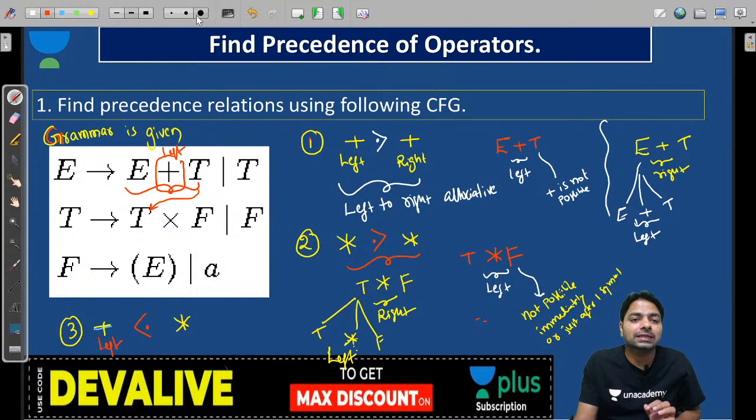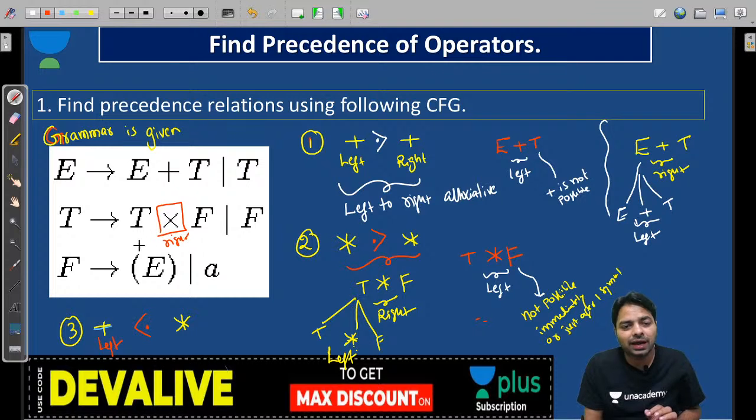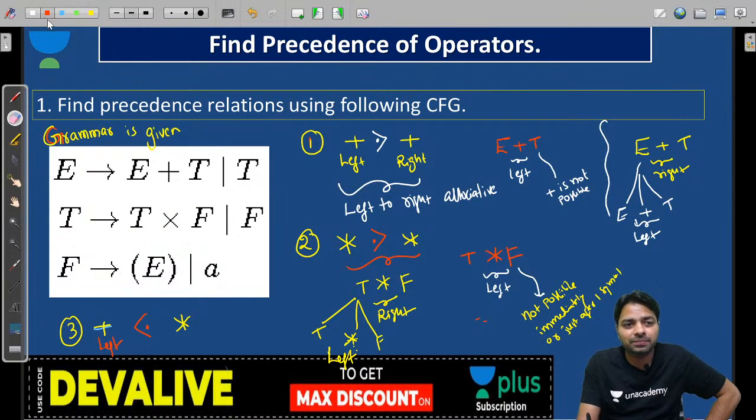And also look at the same time. Go to the star. Assume this is the right. Can you get a plus from here? Not possible. Plus is not possible from capital T. So that means the plus cannot be greater than star. That is intentional. Okay, that is the third one.